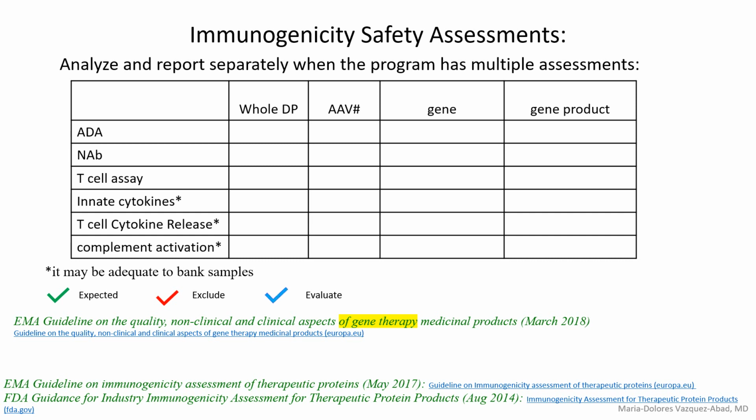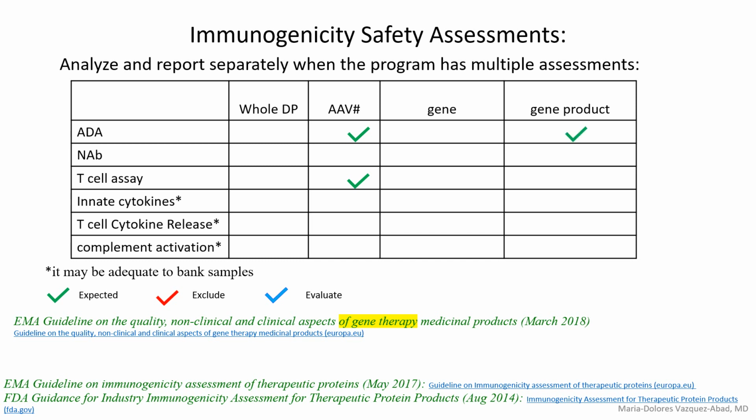But then I put a blue one, which is evaluate, and that's a tricky one because there's a lot of different mentions of potentially saying, well, it would be recommended or it would be a good idea. So let me walk you through the table. First thing is anti-drug antibodies to the vector, and T-cell assays to the vector are very commonly done and recommended in the guidelines for gene therapy.